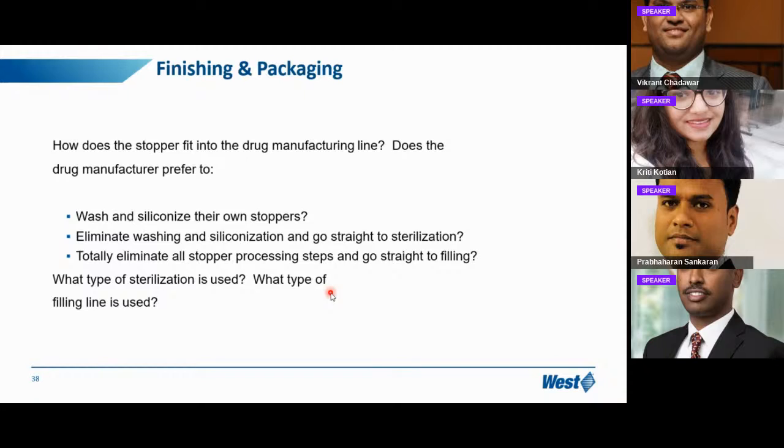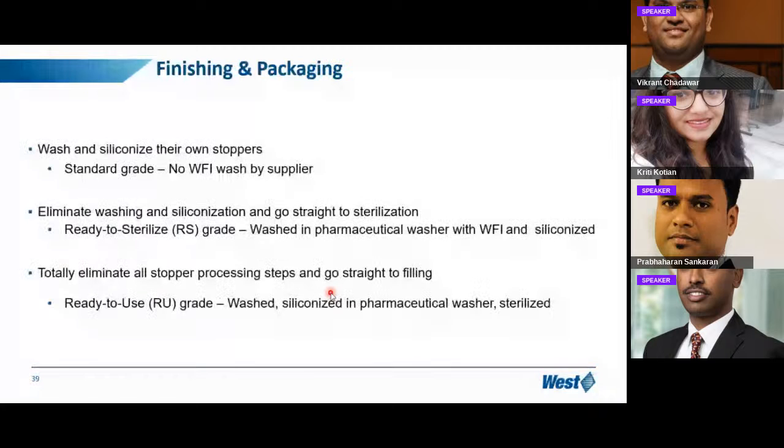And what kind of filling line is used. These are the important aspects which we generally take from the drug manufacturer before giving any kind of sample to drug manufacturers. So three different versions we give to customers.